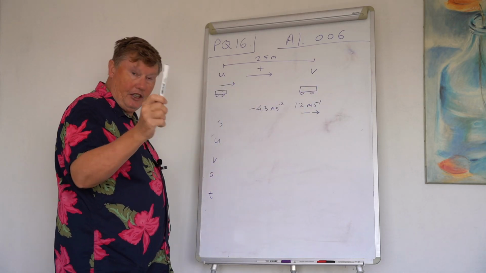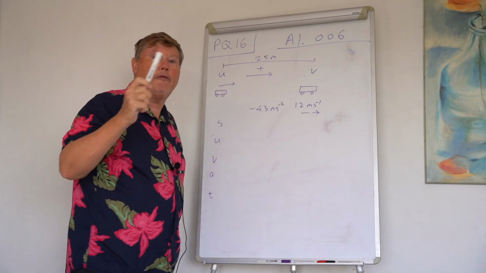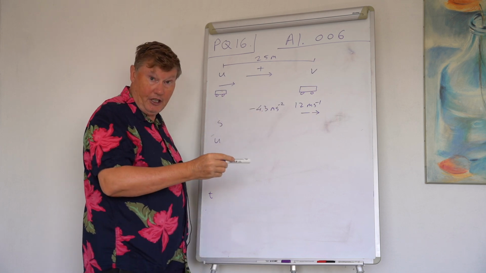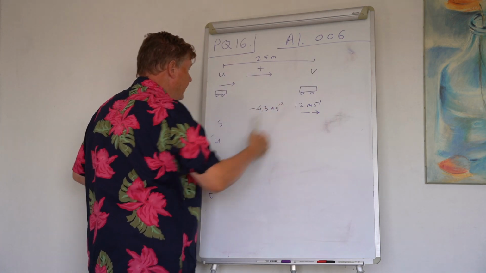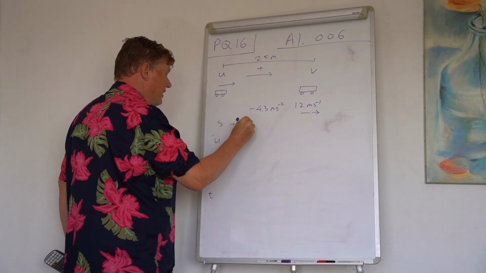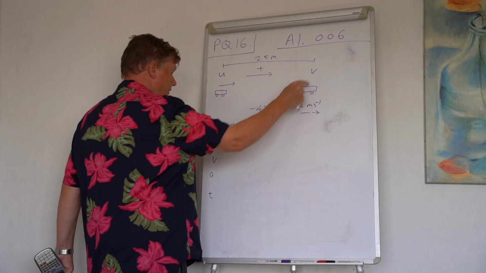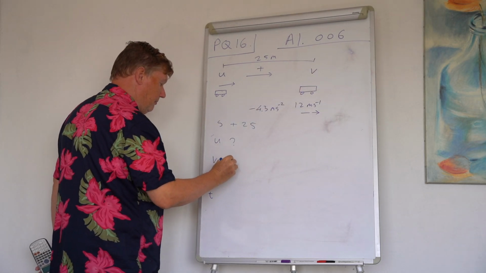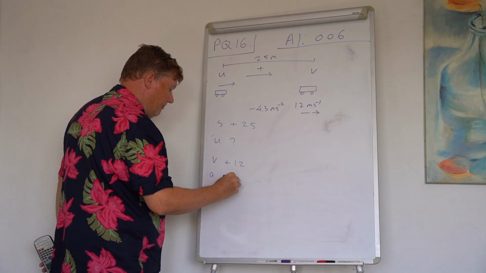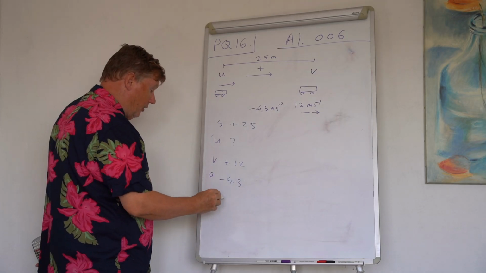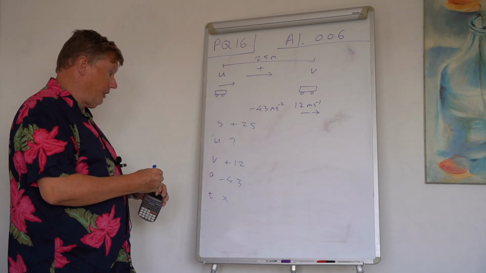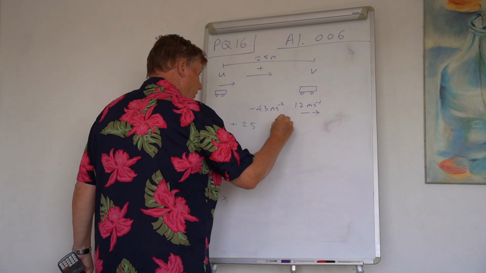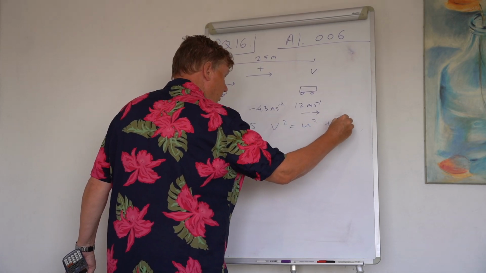Now, first things first, the arrow of positivity. In this case, it makes sense to make the arrow in the direction in which the car is travelling. So the displacement S is plus 25 because it starts here and finishes there. U is the thing we want. V, we are told, is plus 12, and acceleration is minus 4.3. And T, we are not told, and frankly, we don't need it. So, what are we going to use? We're going to use our favourite equation number 5. V squared equals U squared plus 2AS.